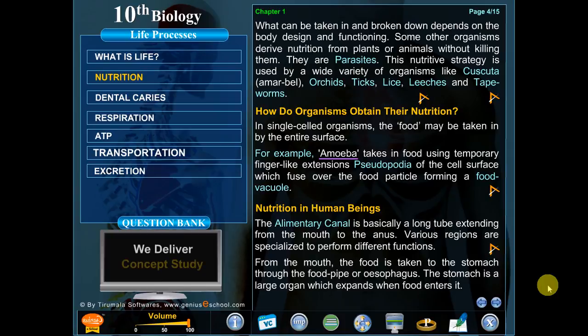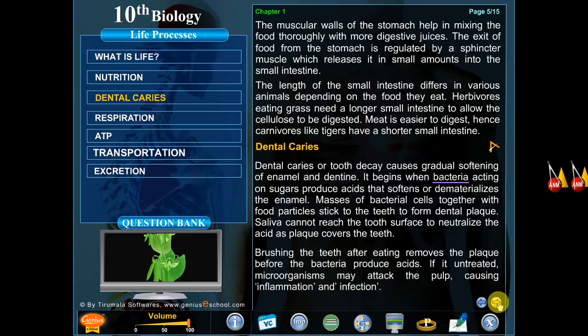Nutrition in human beings. The alimentary canal is basically a long tube extending from the mouth to the anus. Various regions are specialized to perform different functions. From the mouth, the food is taken to the stomach through the food pipe or esophagus. The stomach is a large organ which expands when food enters it. The muscular walls of the stomach help in mixing the food thoroughly with more digestive juices.